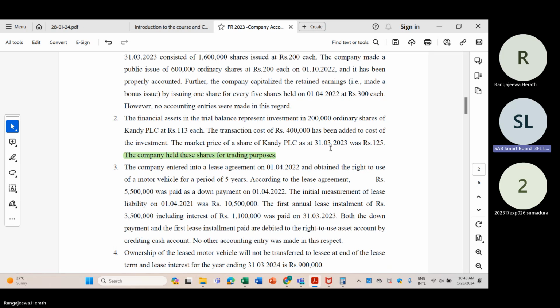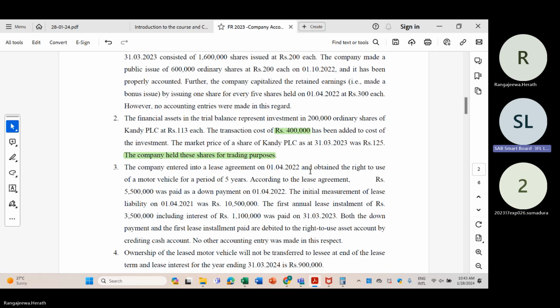If it is fair value through P&L, the transaction cost should be charged to P&L. They have added it to the cost of investment. They have rectified that, and it's still recorded at the opening cost, the purchase price, the fair value at the investment day. But now it has increased to 125. So you have to make the fair value adjustment also. Right?